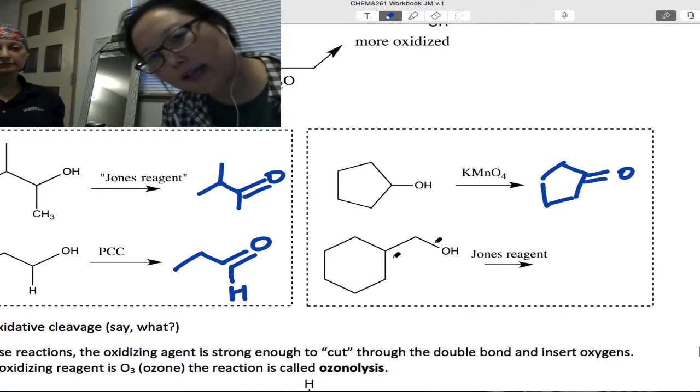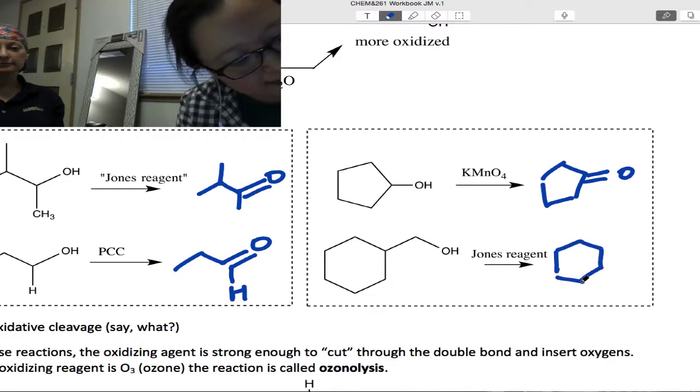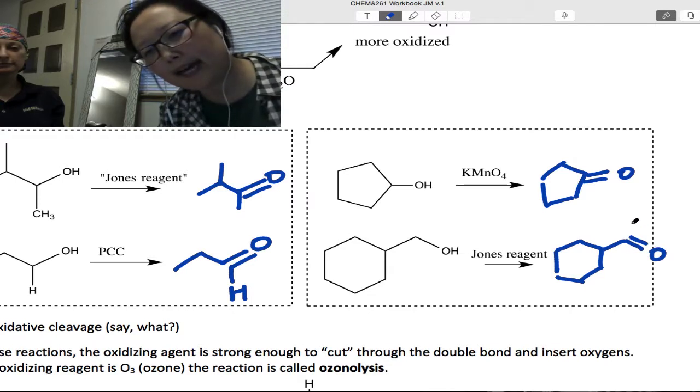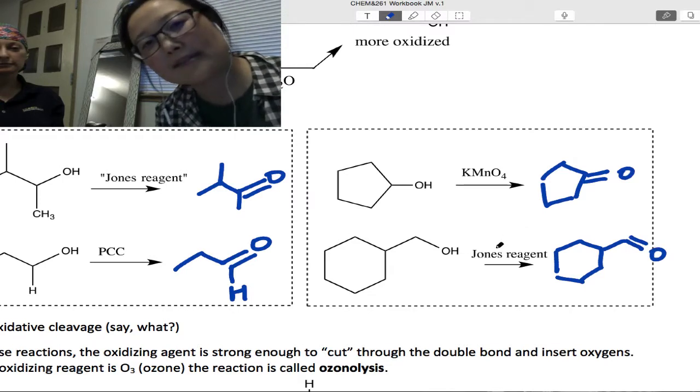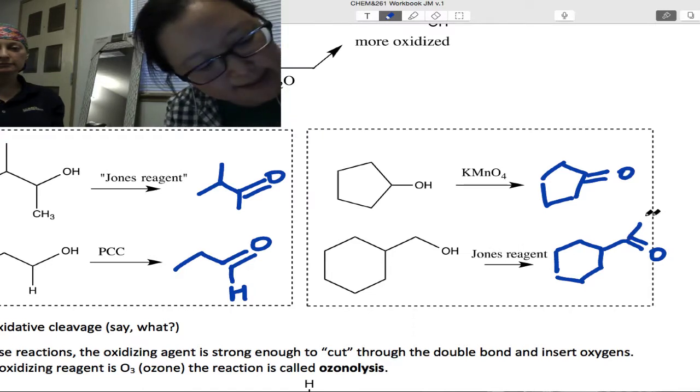And my last one is Jones reagent on this guy. So I'm going to start with this and then I'm going to add a pi bond there. And notice I have an aldehyde. So I need to look back and see, is this strong or mild? And this is a strong reagent. So I'm going to oxidize it all the way.